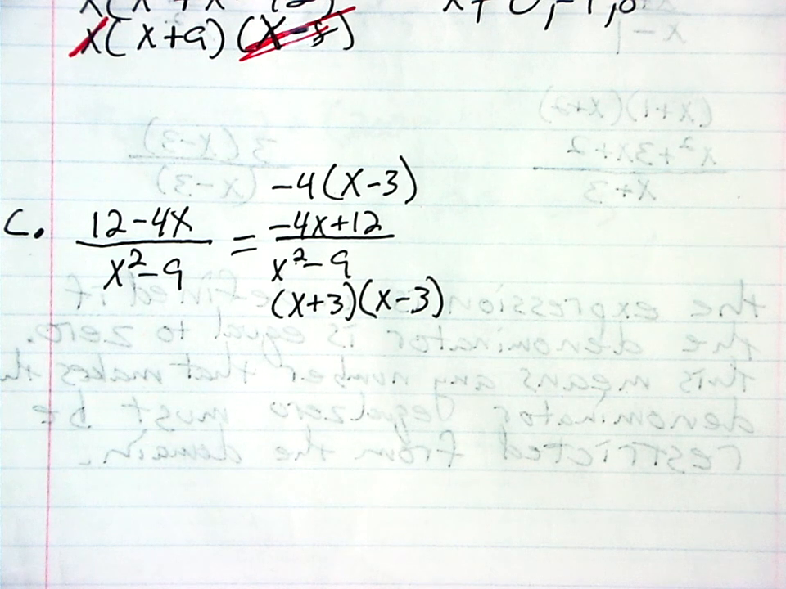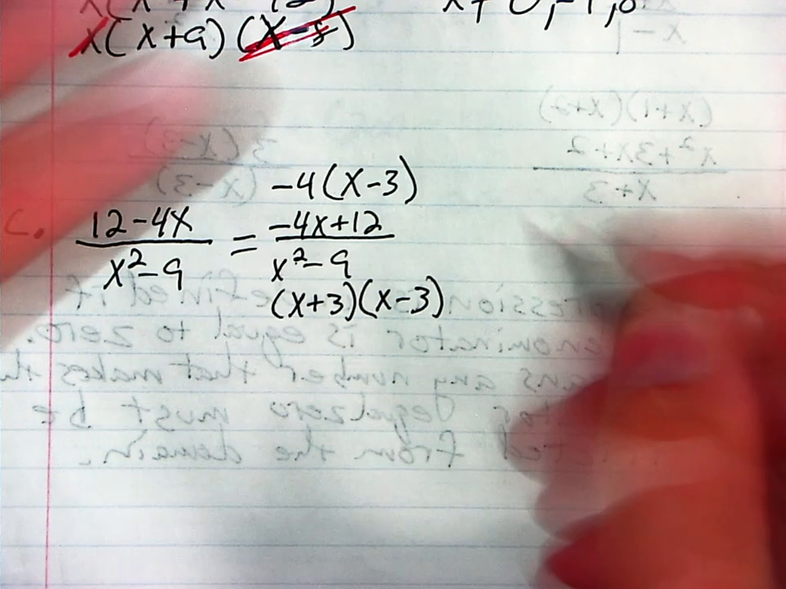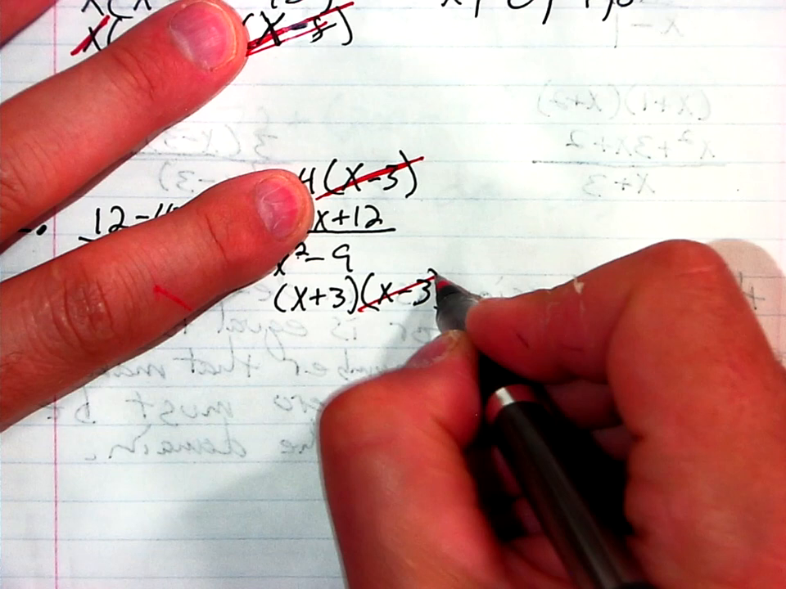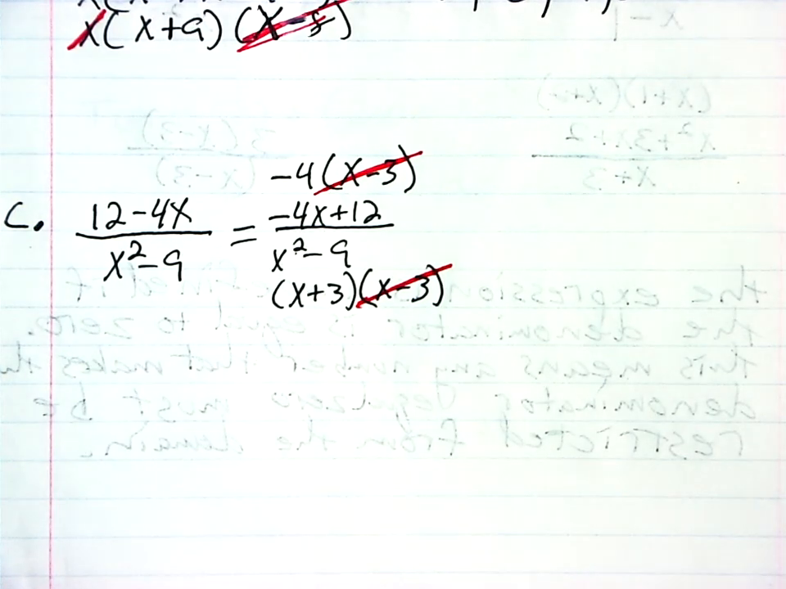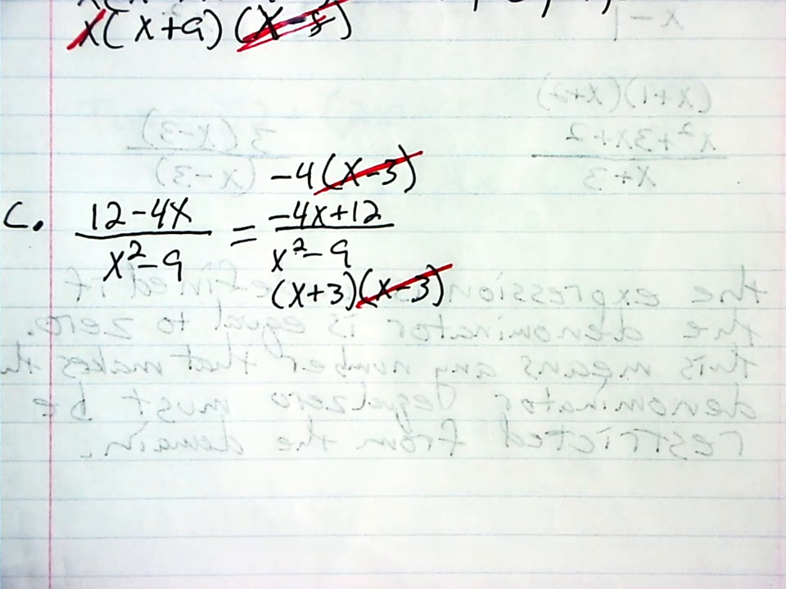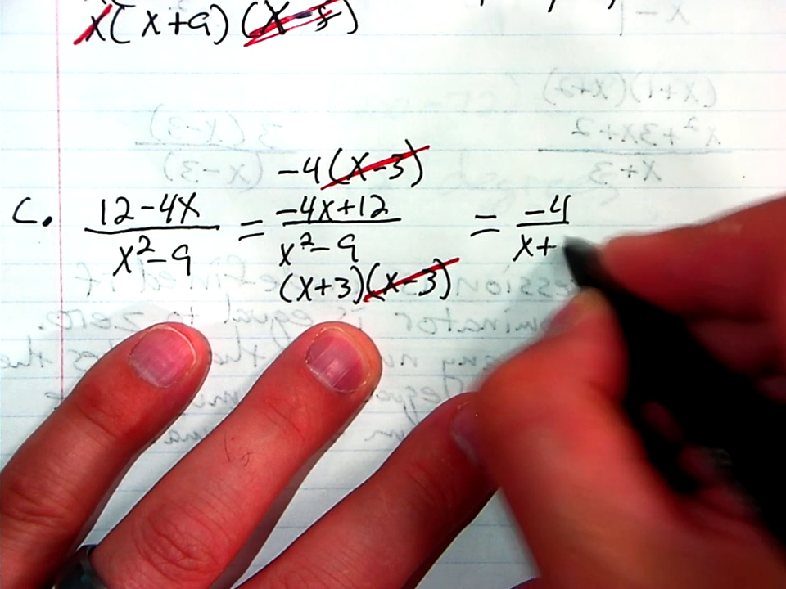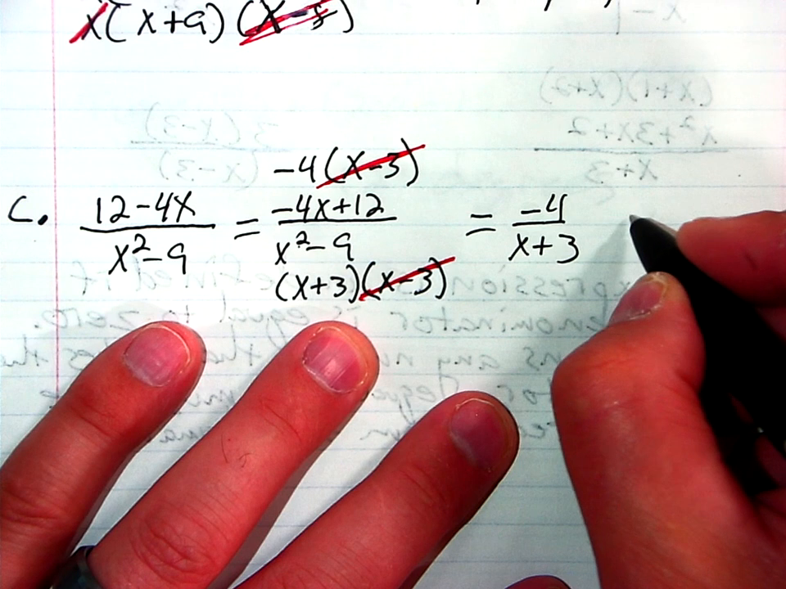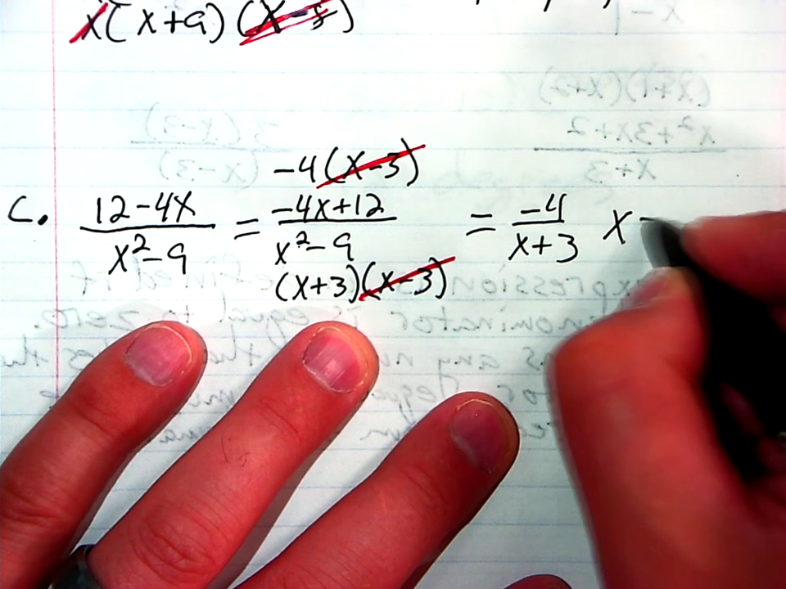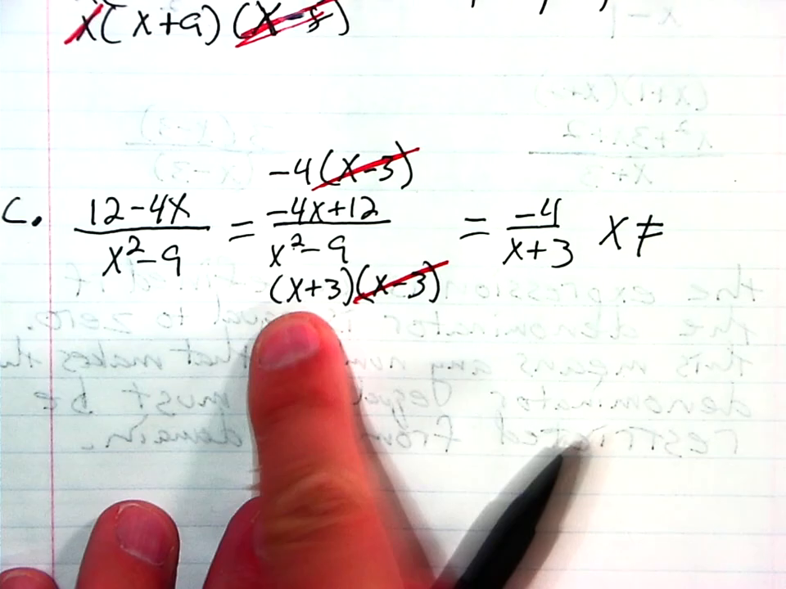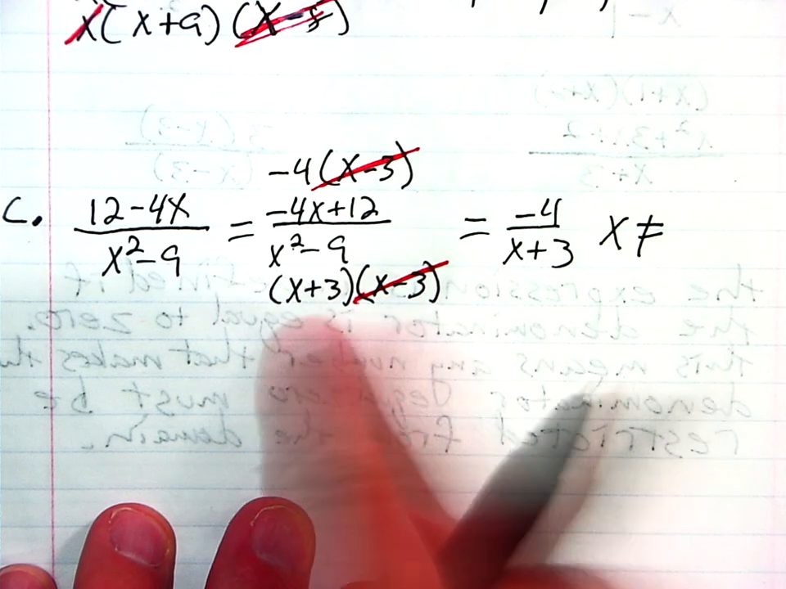All right, what can I cancel out now? X minus 3 and x minus 3. So what is left? And the second part is we need to know what our restrictions are. X cannot equal, what would make either one of those 0?